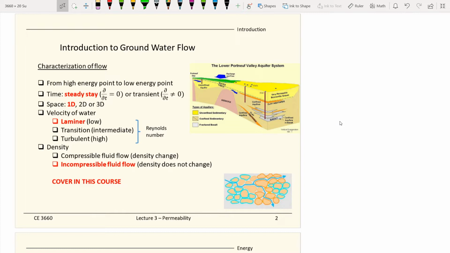Second, what we learn in this lecture about soil hydraulics is that we restrict the water flow to be static flow only. Also, we only look at 1D conditions. For the velocity of water, we assume it is laminar. For the density of water, we assume it is incompressible.